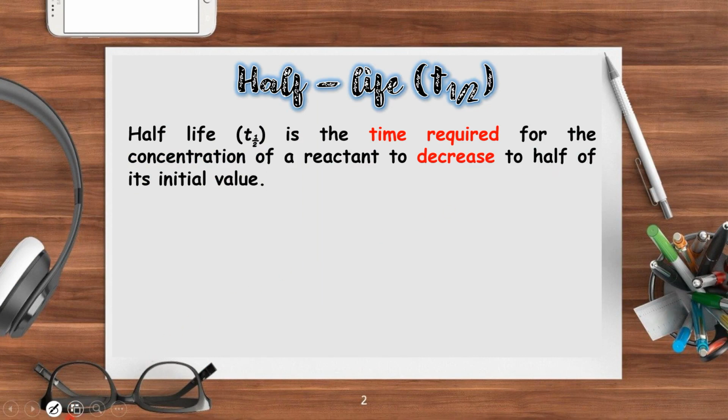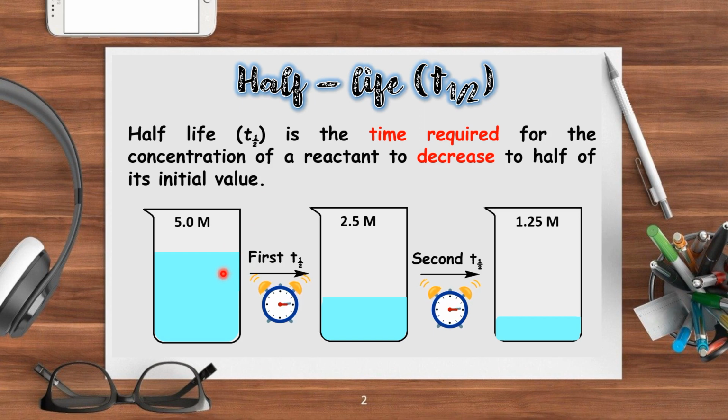Right, so now we move to the half-life. What is meant by half-life? The symbol here is t half. Half-life is the time required for the concentration of a reactant to decrease to half of its initial value. For example, let's say I have a beaker containing HCl solution and the initial concentration here is 5 molar. Half-life refers to the time taken for the concentration of HCl to decrease to half, from 5 molar to 2.5 molar. The time taken is what we call half-life.